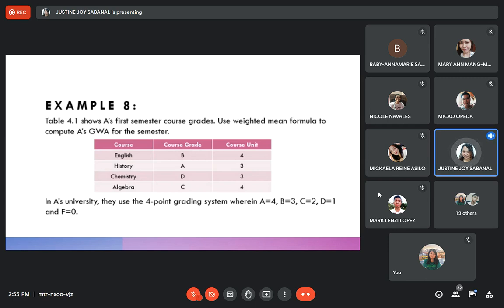Alin po dun sa dalawang component? So, yung magsasaserve as the weight is the course unit. So, di ba sa mga subject enrolled, dito nyo malalaman kung ano yung subject for your field of specialization at yung subject na kinoconsider natin as a general course. So, yung course grade po is the x sub i. Yun yung actual data obtained natin or actual information na nakuha natin.